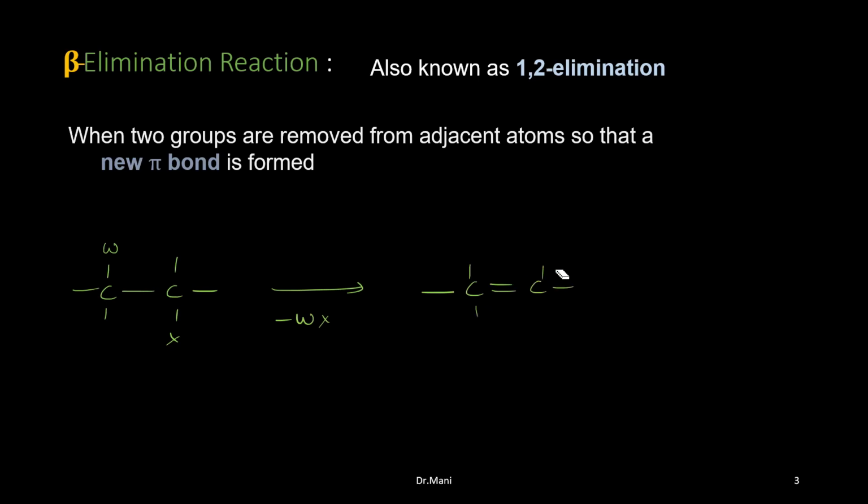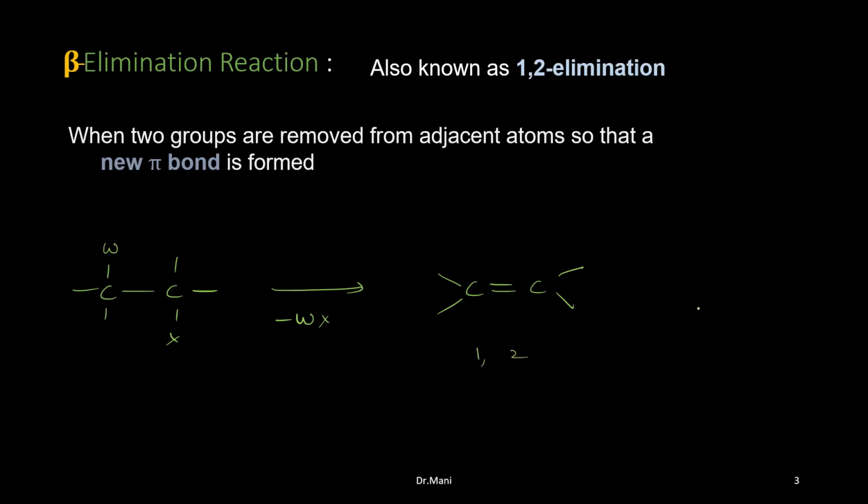Or you can write this as follows. Here the neighbor carbons are involved. The adjacent carbons, whatever they are, we are removing the group from the adjacent carbon. So one you can take as 1, the other as 2. So that's why it is called 1,2 elimination.